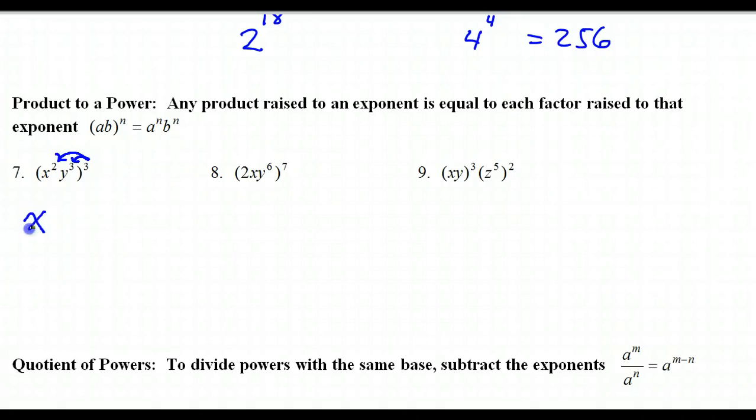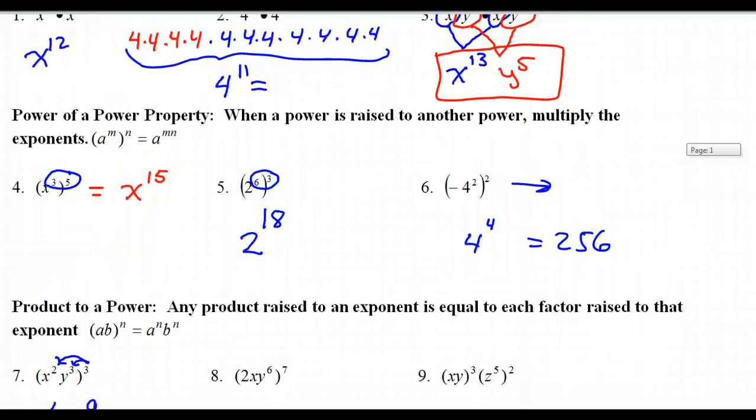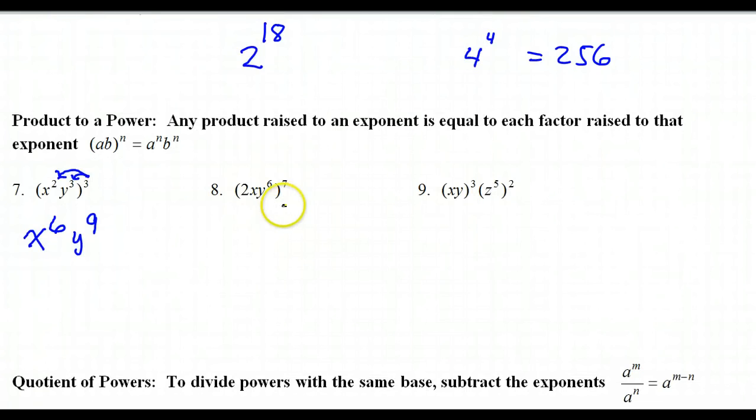So this is going to wind up being x to the 6th power times y to the 9th power. Alright, it's really the same property as before. Okay, but here's where you have to be careful. This 2 is not a variable. It's a constant. Okay? So when I'm doing all this multiplication business, that only applies to exponents.